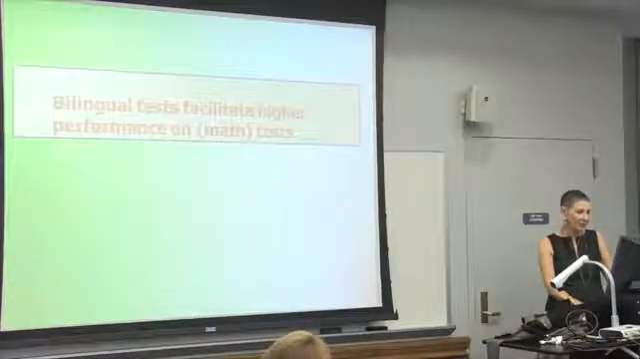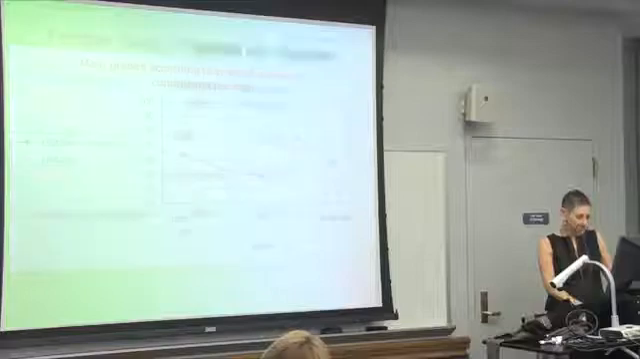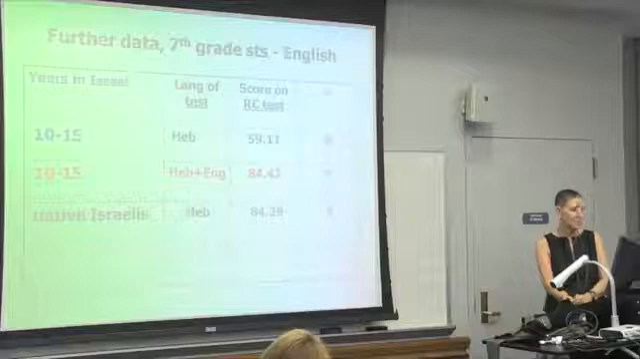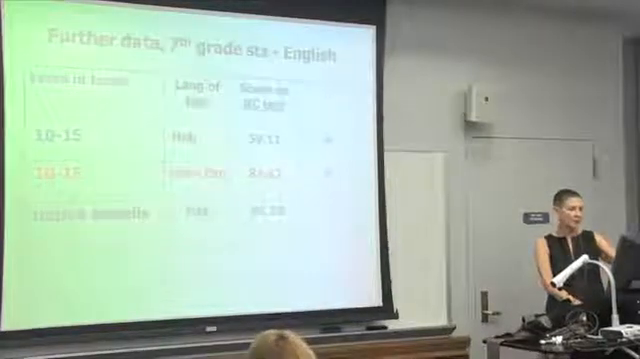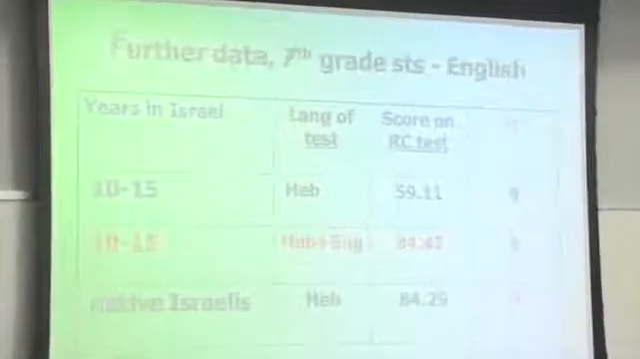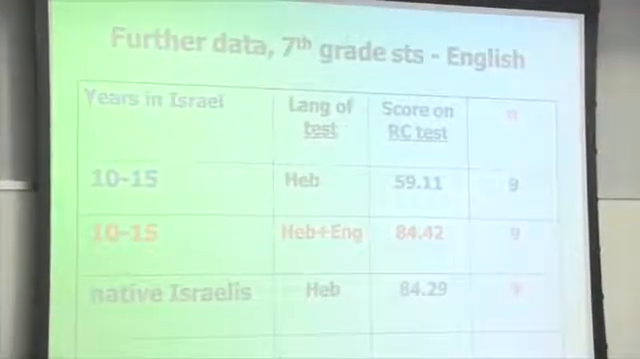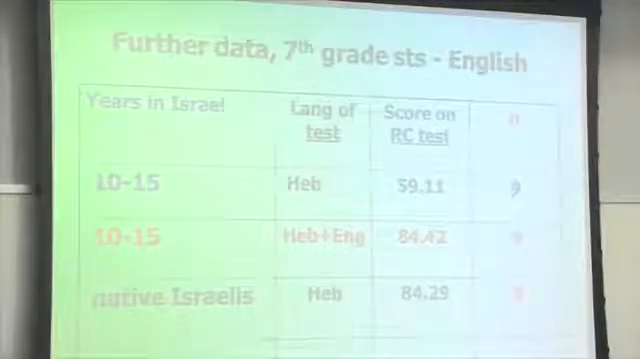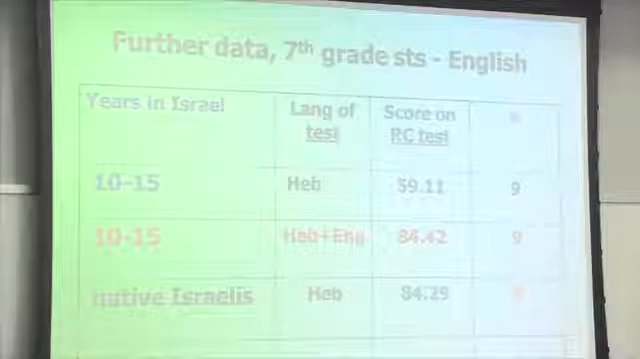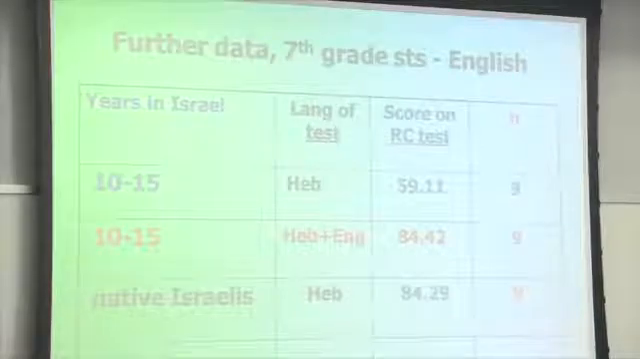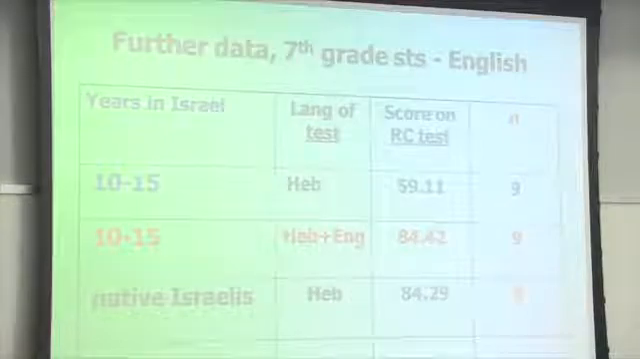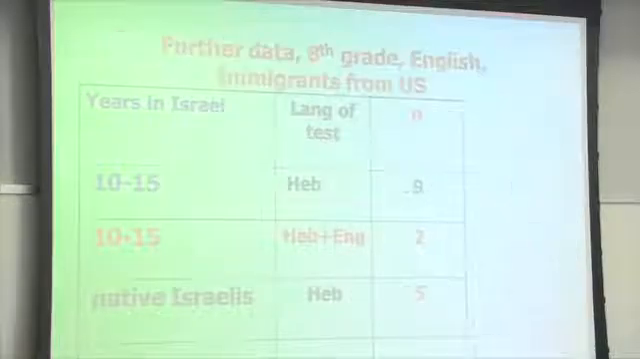Okay, let me continue. All right, I showed you this. I want to show you more small studies. You see, for example, here's in Israel, even in English speakers. Now you see the scores in the reading comprehension test. It's a small n, but still. 10 to 15 years in Israel, still. Hebrew, the language of the test was Hebrew, 59.1. You give them Hebrew and English, 84.42. They're almost like the native Israelis. So 2 languages are better for immigrants. And it repeats itself a lot.